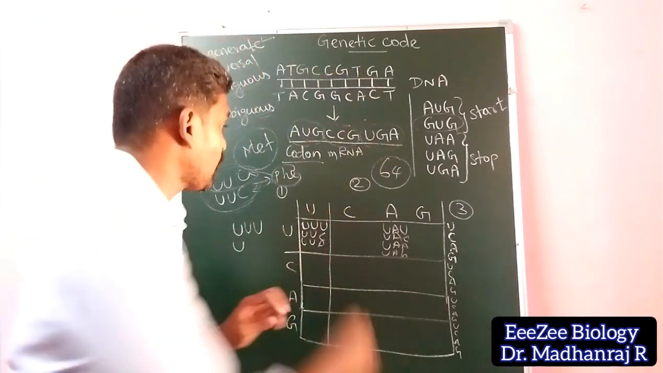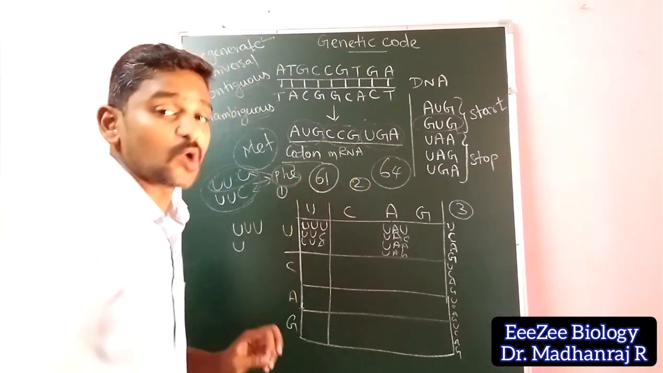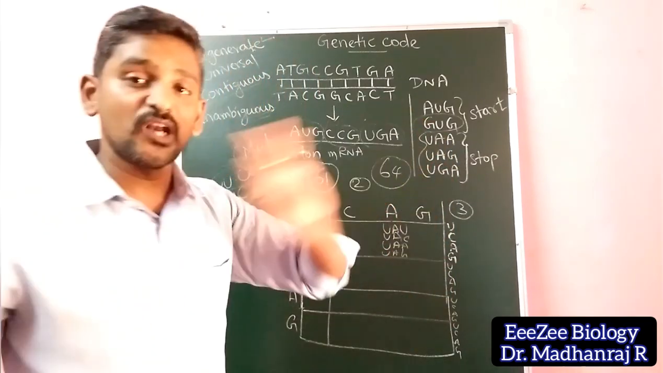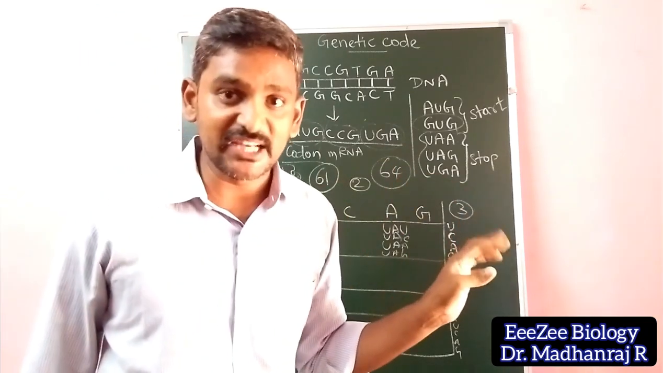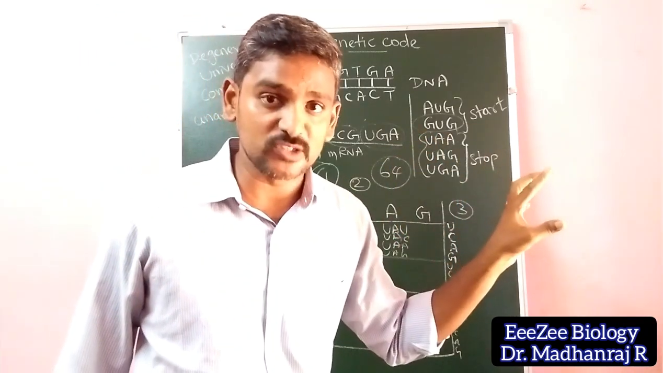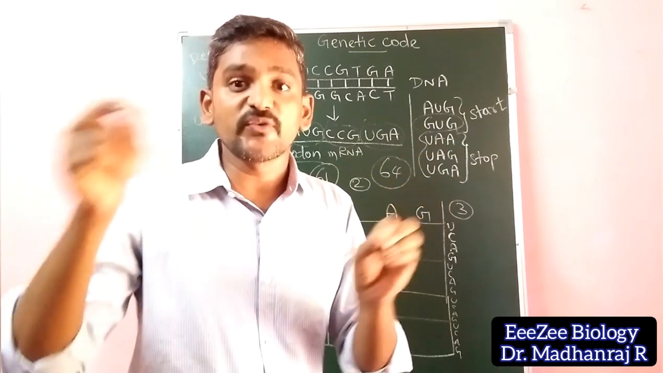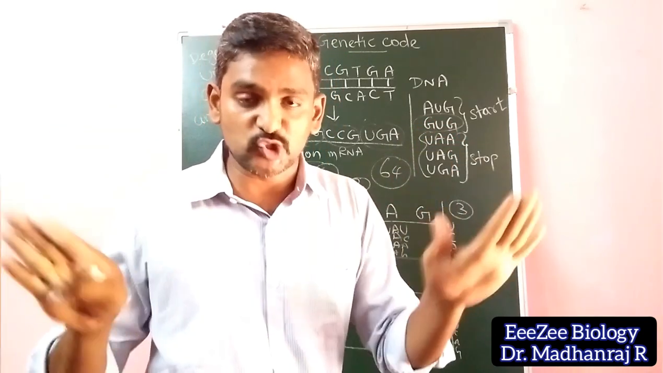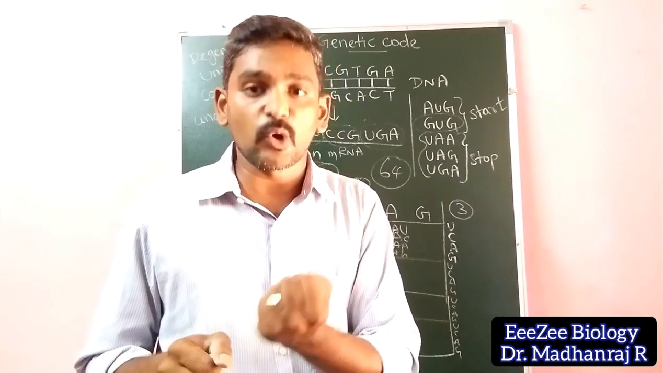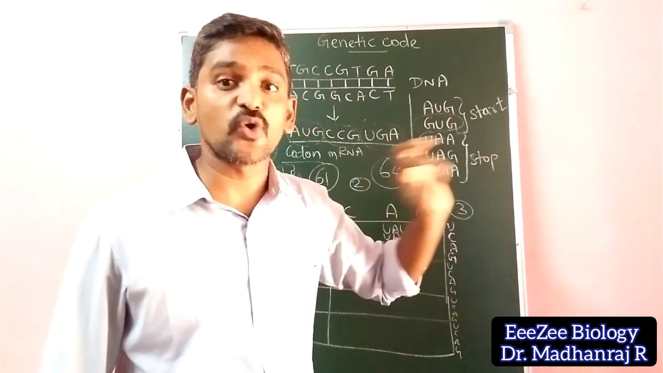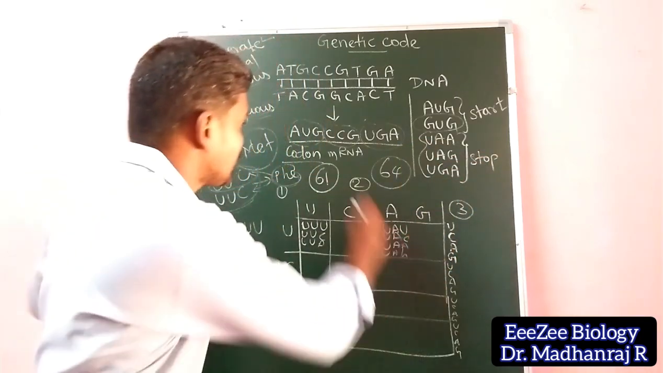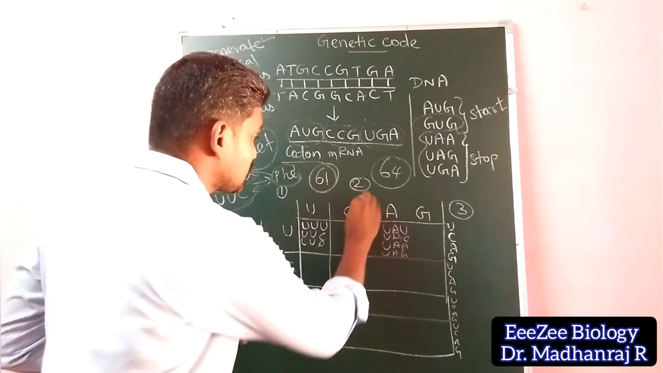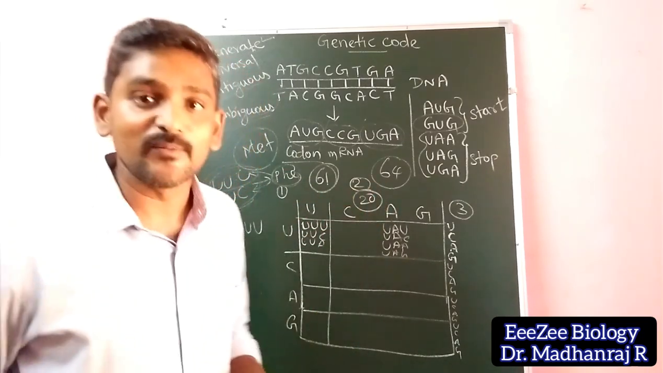Of the 64 codons, only 61 codons code for amino acids. The remaining 3 codons do not code for any amino acid, so they are called stop codons. Whenever the mRNA is going through protein synthesis and there is a stop codon, the protein synthesis process will stop and the protein will come out of the process. That is called a stop codon. They do not code for any amino acid. The 61 codons code for totally 20 amino acids.